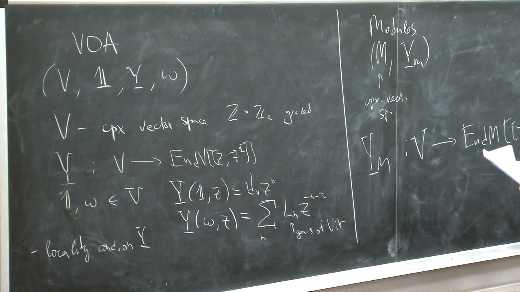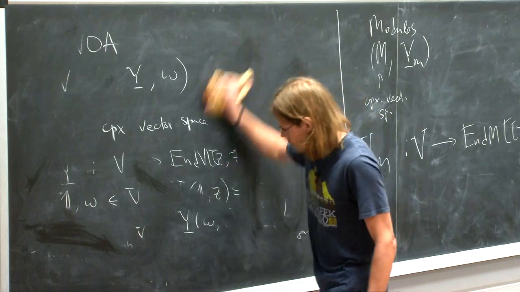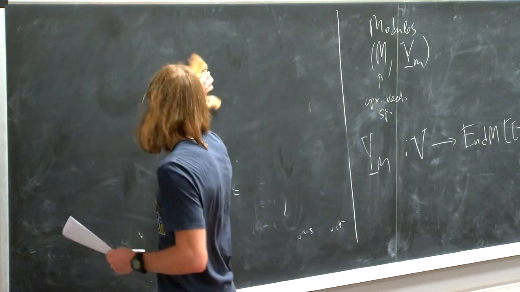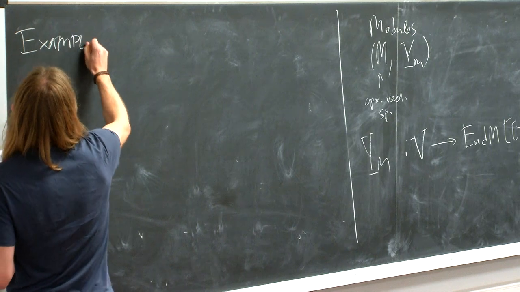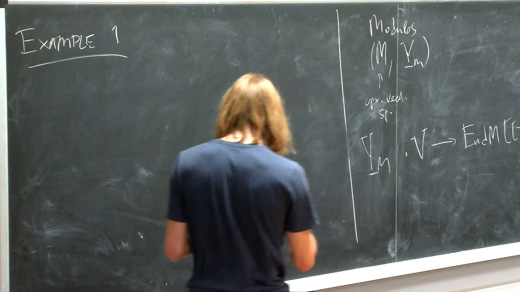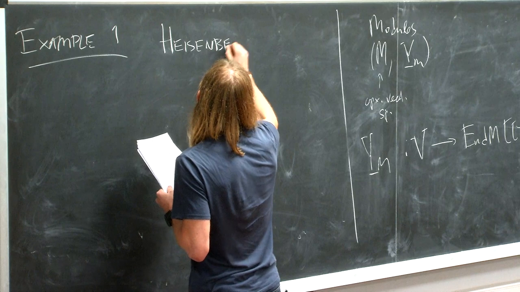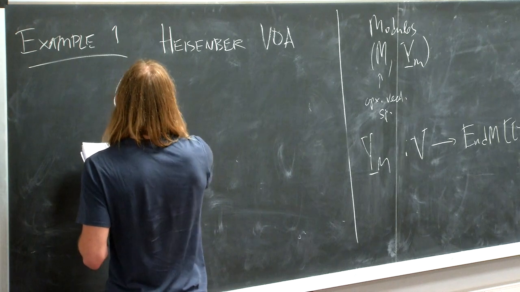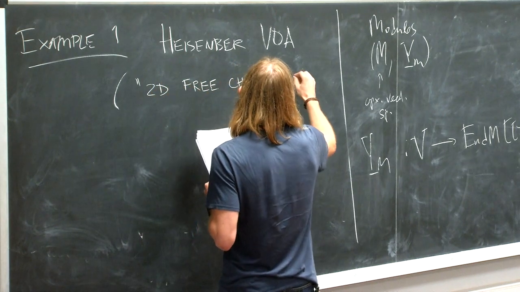Okay, so I promised to give you some simple example, which will also be relevant for the story about the relation between vertex operator algebras and four-manifolds. But so far, let me just give it as an example of a VOA without reference to four-manifolds. It's what in the math literature is often called the Heisenberg VOA. In physics, this is a mathematical structure which describes a two-dimensional free chiral boson.